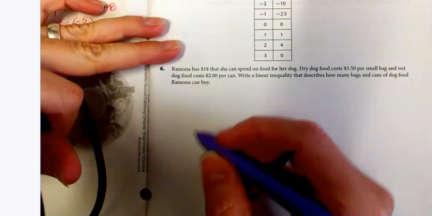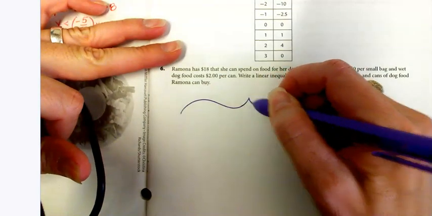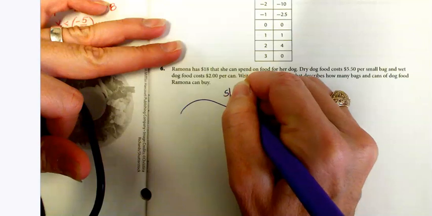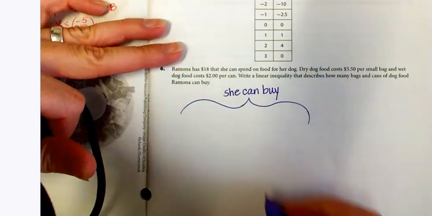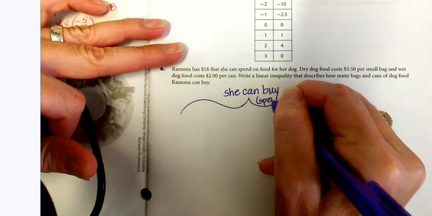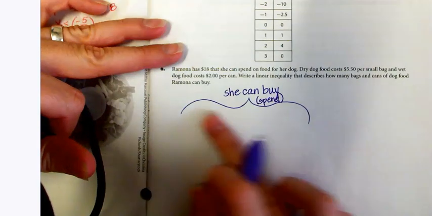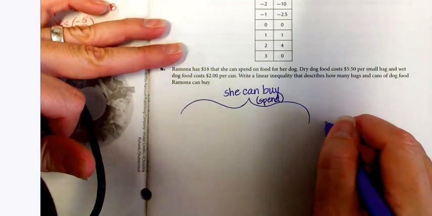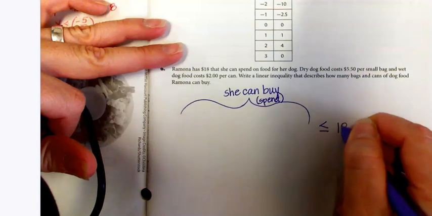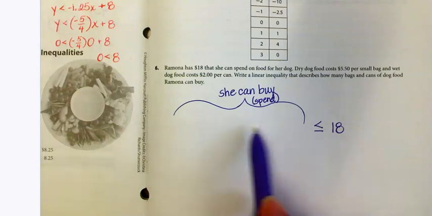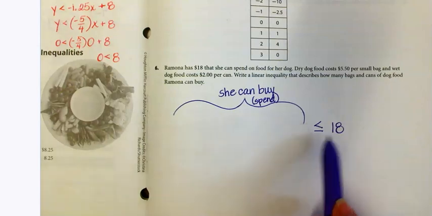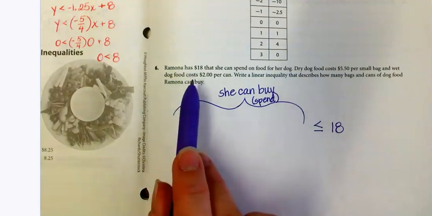Okay, so like I have said in the past, for me at least, it makes mental sense to be like, okay, I'm going to write all of the things over here that she can buy or what she can spend. And all of the stuff she can spend is no more than $18. So mentally, I'm kind of setting myself up. All of the stuff that she's going to buy has to be less than or equal to $18. Why? Because she only has $18 to spend.